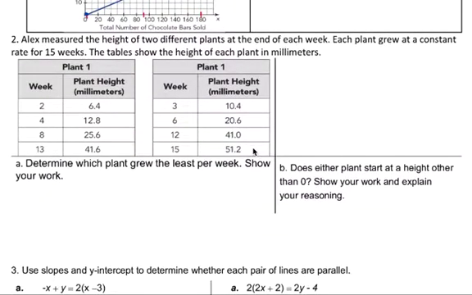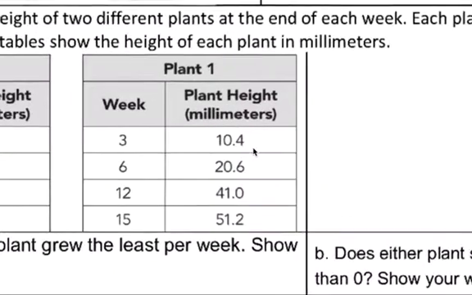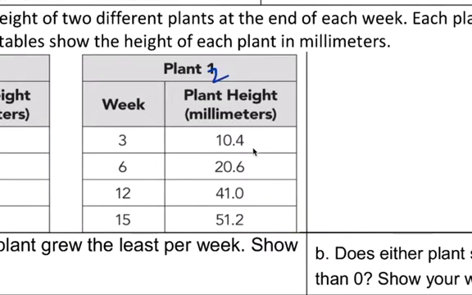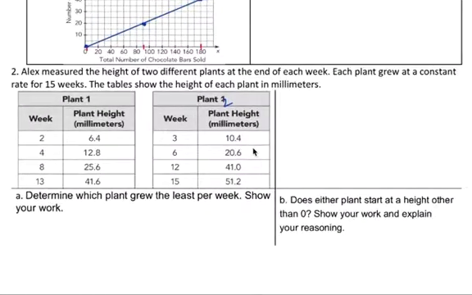Alex measured the height of 2 different plants at the end of each week. Each plant grew at a constant rate for 15 weeks. The table shows the height of each plant in millimeters. Why is it plant 1 again? It should say plant 1 and plant 2, huh? I think it's the book's error. Determine which plant grew the least per week.